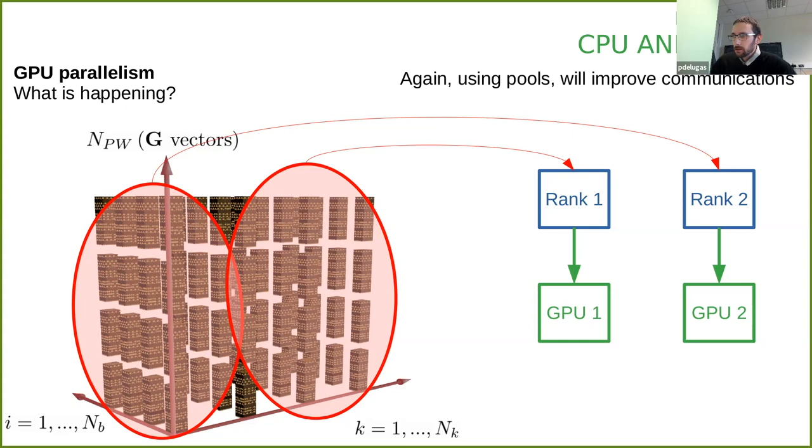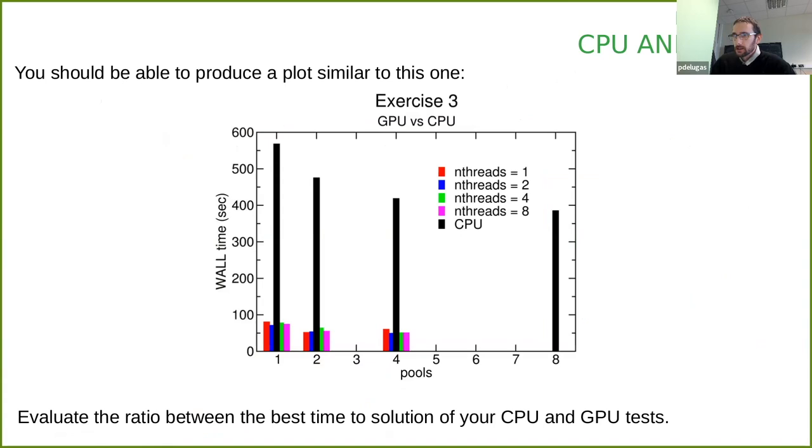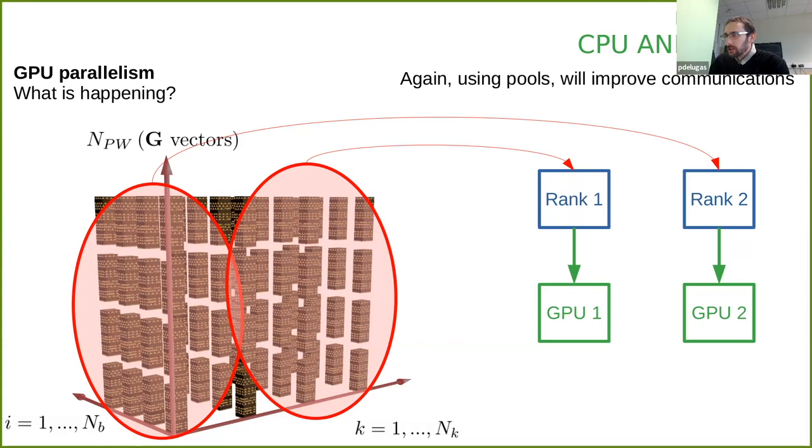Okay, so one GPU per rank, and basically that's it. When you run Quantum Espresso, you have to do all the things we just did: set the pools, set the NDAG, set the number of threads. But also find out how many GPUs your nodes have, and set a number of MPI tasks equal to the number of GPUs.